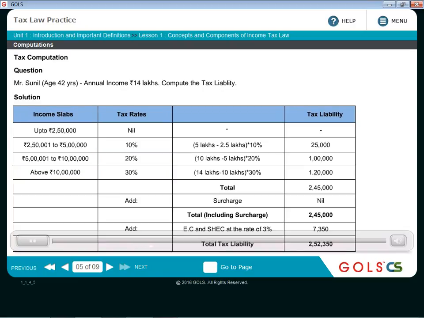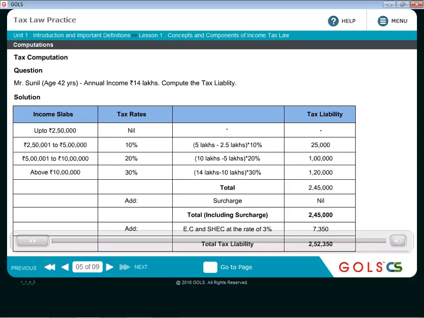So for the first 2.5 lakhs the tax liability is nil. From 2,50,000 to 5 lakh the tax rate is 10%. So you will take the difference between 5 lakh and 2,50,000, which is 2,50,000, into 10%, which will amount to rupees 25,000. 5 lakh to 10 lakh, that is the extra 5 lakh rupees, will be taxed at the rate of 20%, which is rupees 1 lakh.